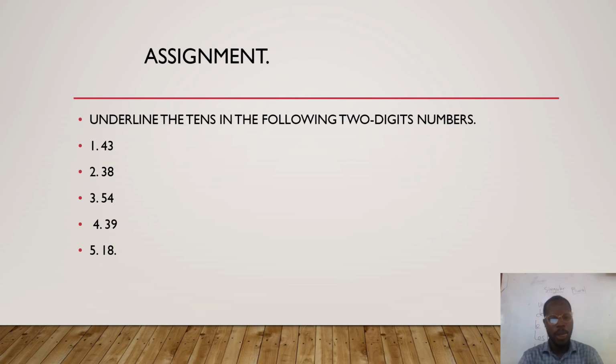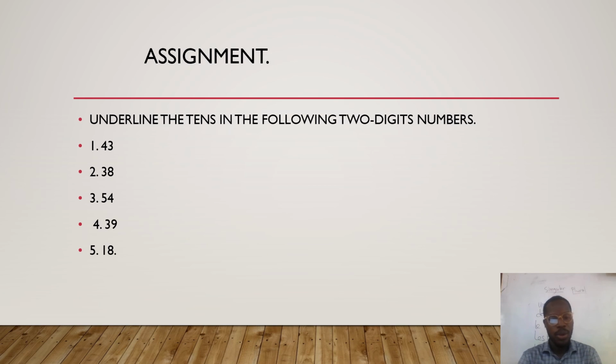So 43. Here the number under the tens is 4. So I'll write it, then I'll underline the 4. Question 2, 38. The one under the tens is 3. Number 3, 54. Under the tens is 5. Question 4, 39. The number under the tens is 3. Then 5, 51. The number under the tens is 1.